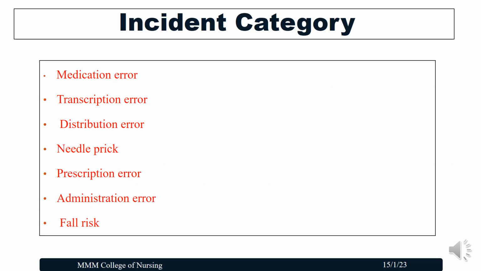Incident category. When we are working in a hospital setting, these are some of the areas where usually the incidents will be reported: medication error, transcription error, distribution error, needle prick, prescription error, administration error, and fall risk.